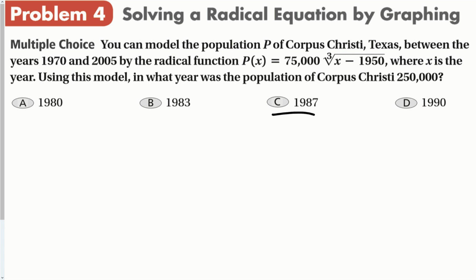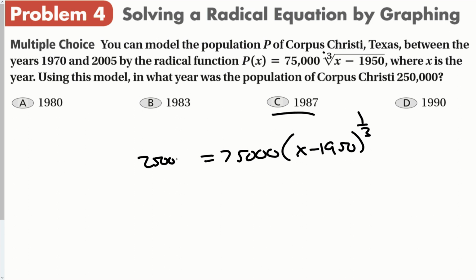So the one thing I'll mention is that with the cube root right there, if your graphing calculator doesn't let you do that, you could always change this to x minus 1950 to the 1/3 power. It means the same thing as cube root. Right, and we could actually solve this. This is not terrible, right? Just divide out the 75,000. So 250,000 divided by 75,000 gives me 3.3.